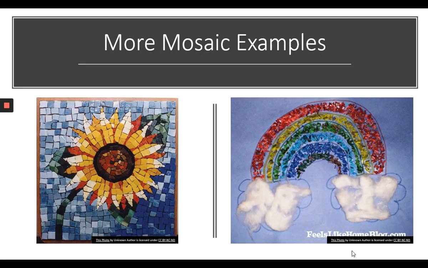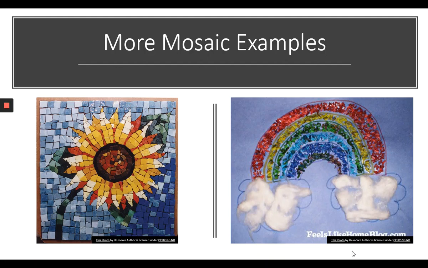Here's another example of mosaics that were made. You have a sunflower here and then also a rainbow that was actually made with little beads or sequins, not pieces of paper. We're going to be using paper because you can tear it. You can also use scissors to cut it into a variety of shapes. But the most common shape to make a mosaic with is a square.